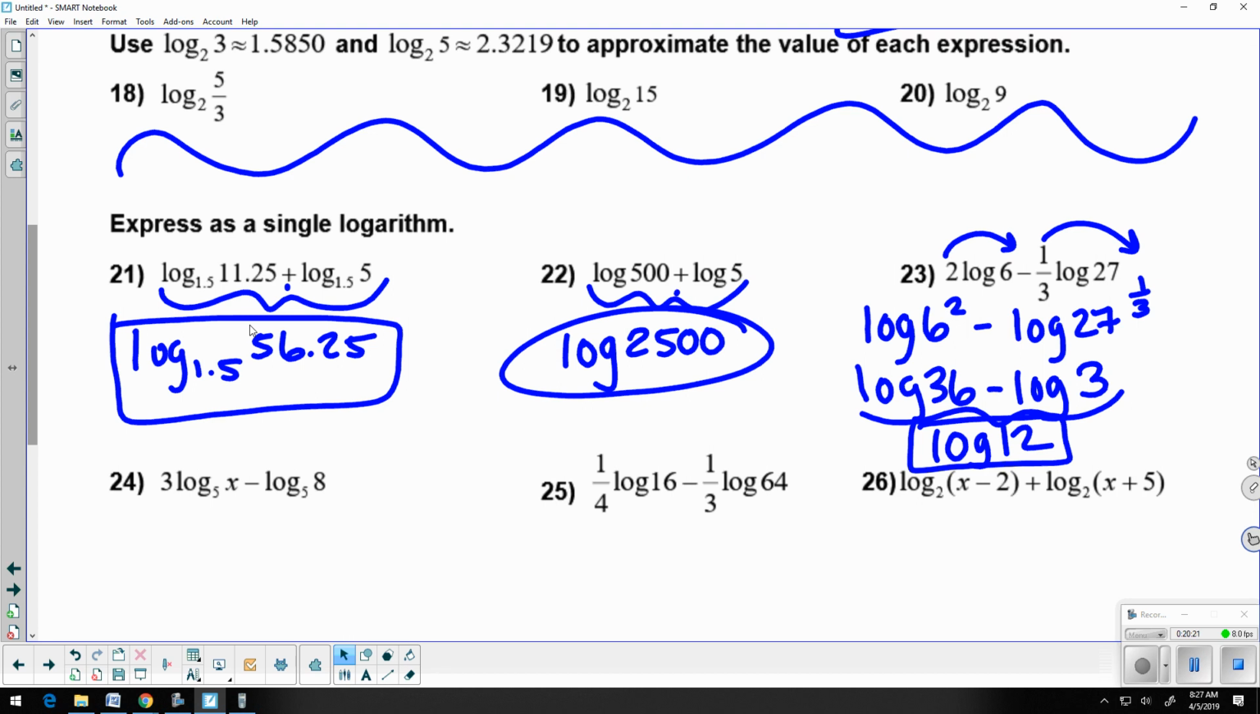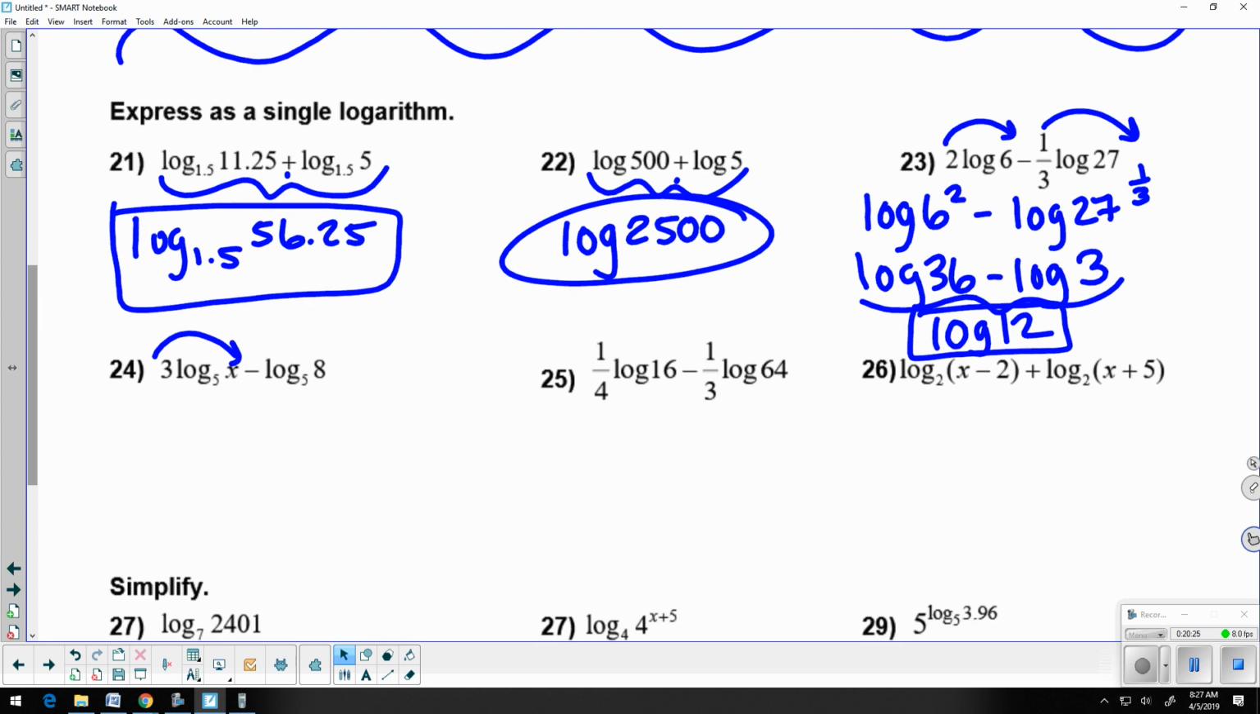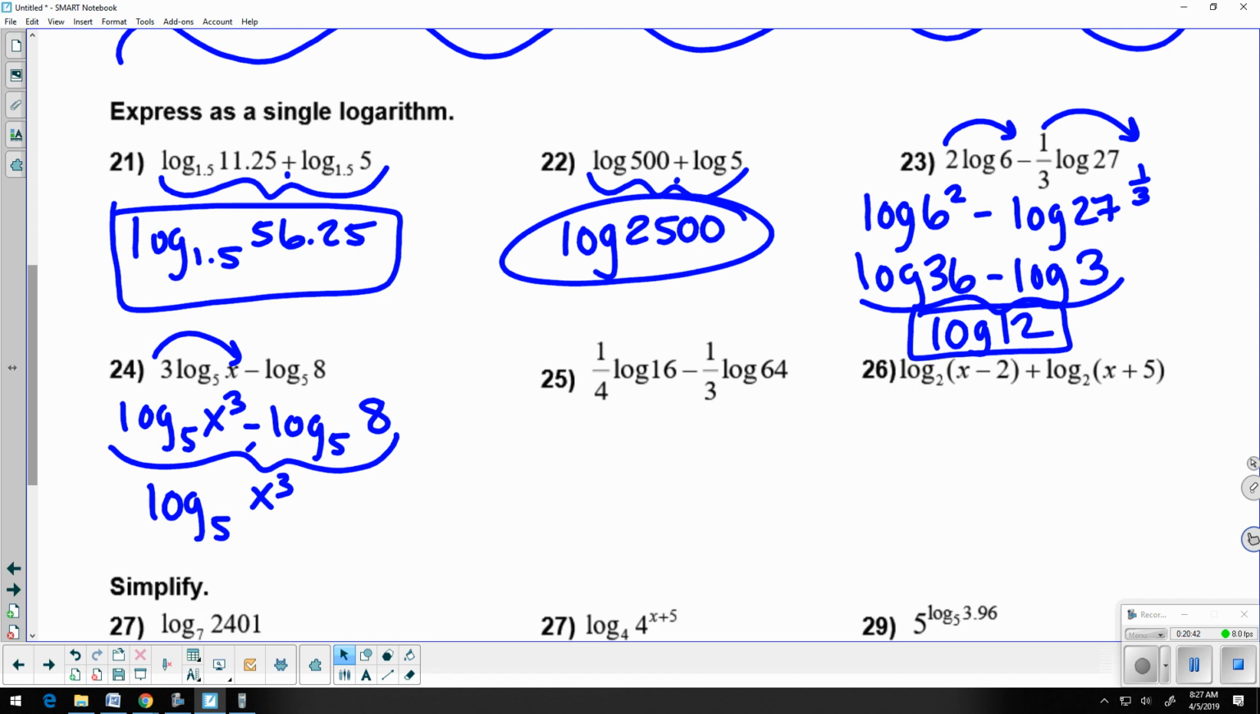Okay, the next one again, there's two properties. First of all, exponent, I'm just going to push that back. So this will be log base 5 of x cubed minus log base 5 of 8. Okay, so that's the only one that had an exponent. So now condense these two logs to be a single log. Again, minus sign means division. So this would be log base 5 of x cubed over 8. And that's about all you could do. You can't do any more. Obviously, I can't really divide an x cubed by an 8, but that would be your final answer.